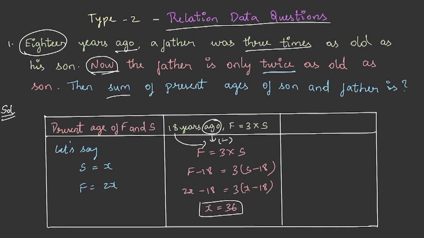And in the final column, let's drop the last statement. So the question is, sum of present ages of son and father is. We need to find the sum of son and father's age. So x plus 2x is equal to 36 plus 72, and you will be getting 108. This is the sum of ages of son and father. That's it. Let's solve another problem.